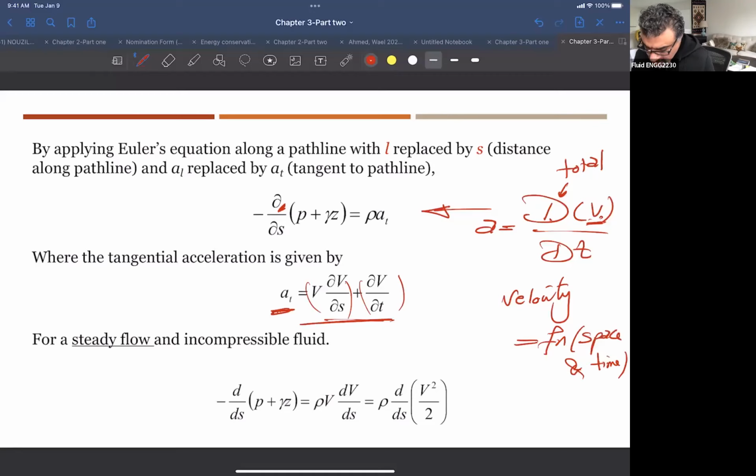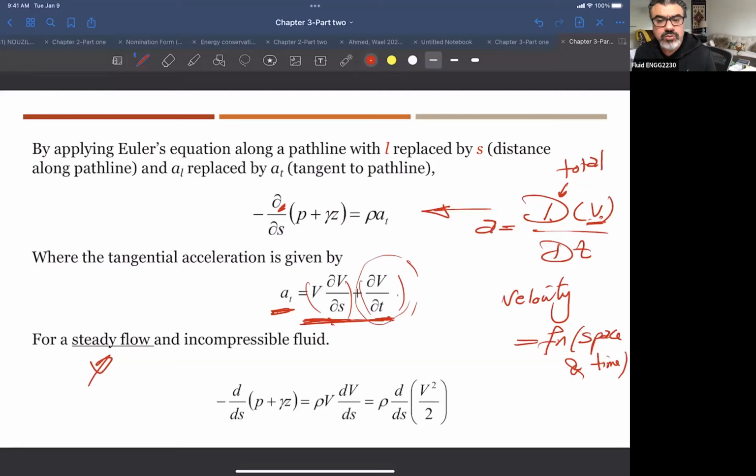One part we call the convective acceleration, and the second part we call the local derivative. The first one is a function of ds, the second one is the derivative with respect to time. Okay. So for a steady flow, this term here is 0. So how come acceleration will still have some value here, although it is a steady incompressible fluid?